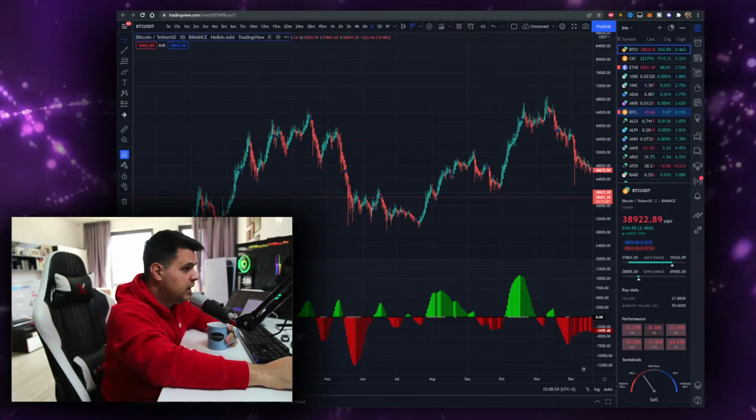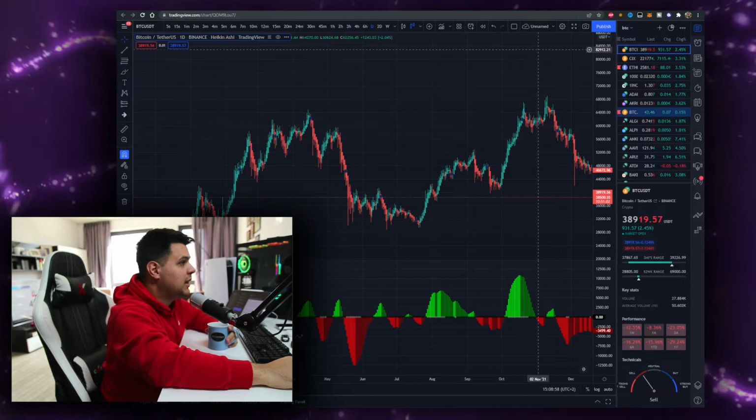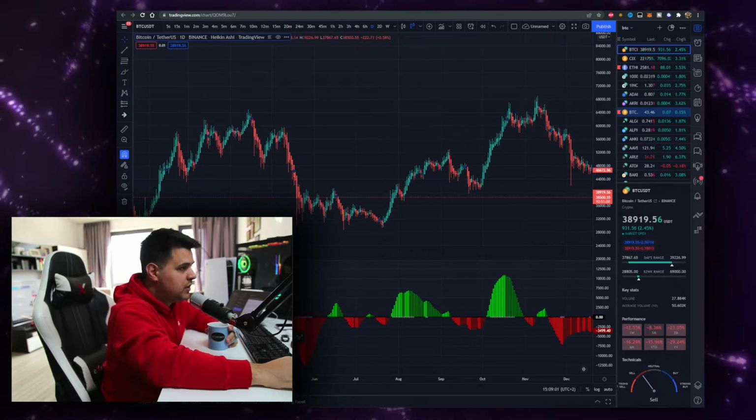But I've got an indicator that fixes that. It's a known indicator, the squeeze momentum indicator. I'll show you how to set it up. It's free. It's very simple.